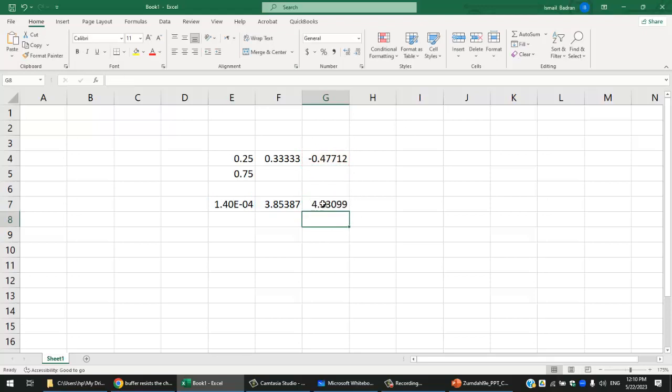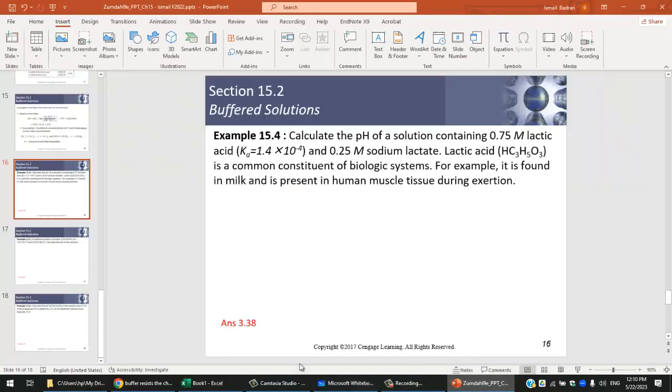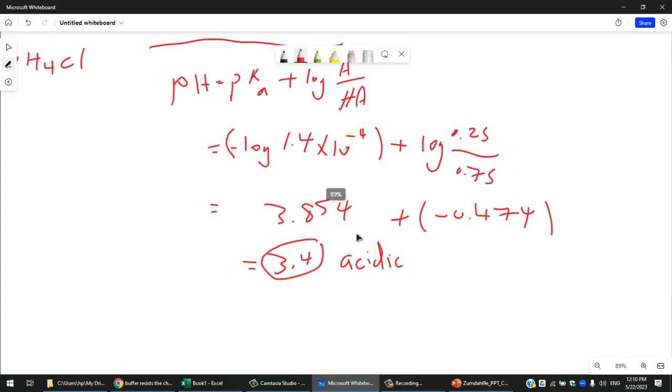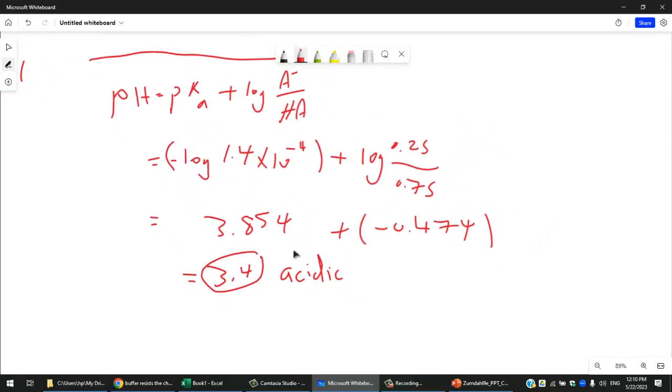Yeah, so 3.38 exactly is the answer here. So that would give you, I would say, 3.4. So that will give you an acidic buffer. Okay, with this ratio of the acid and the base, that will give you an acidic buffer.